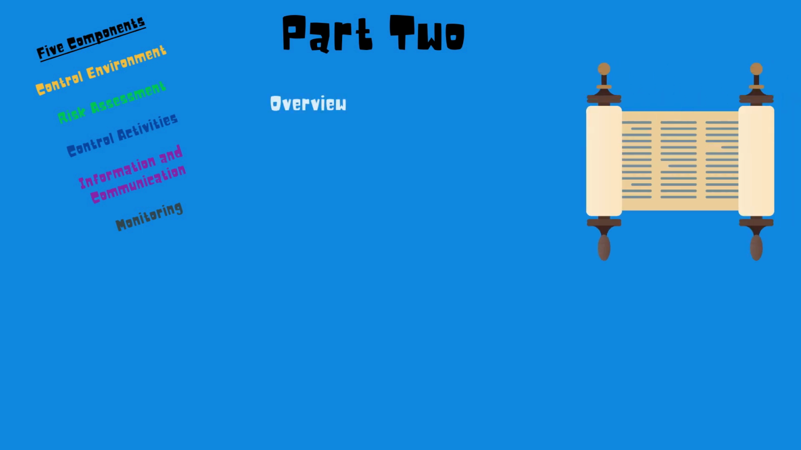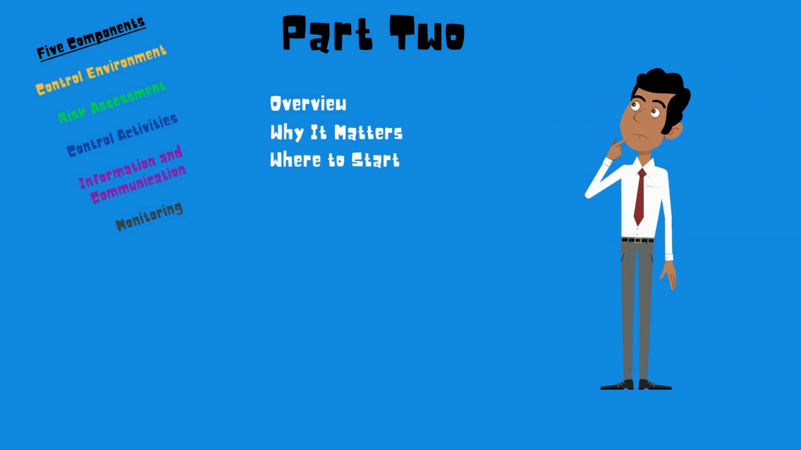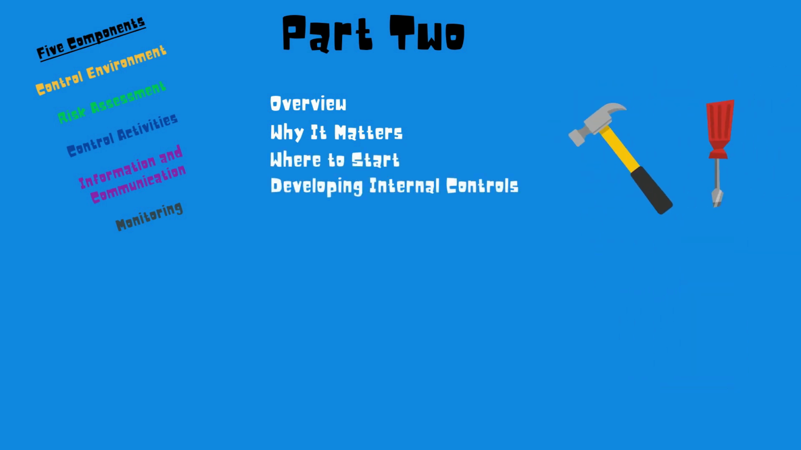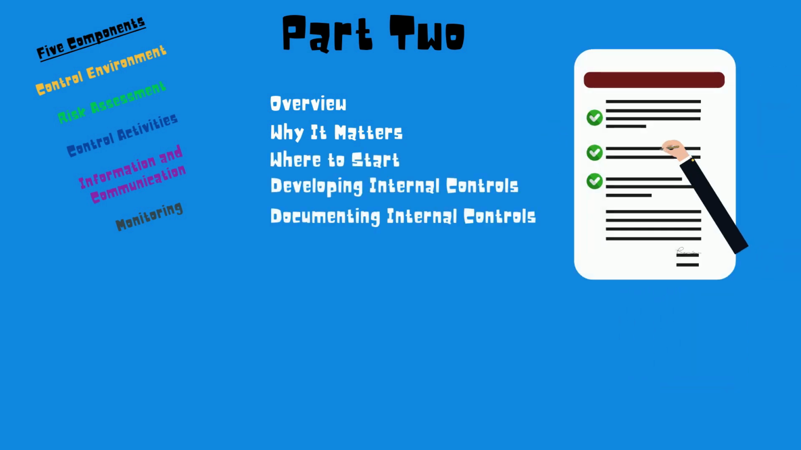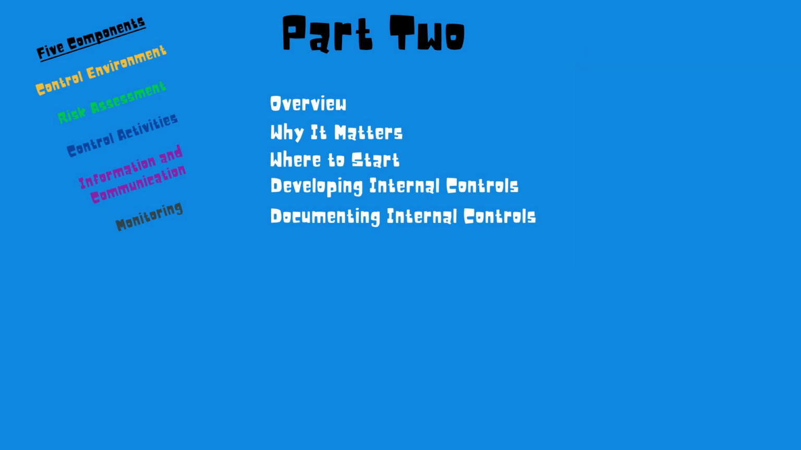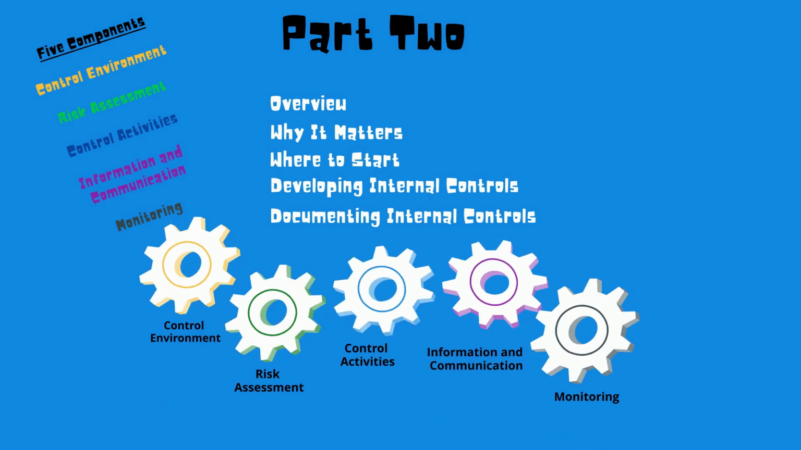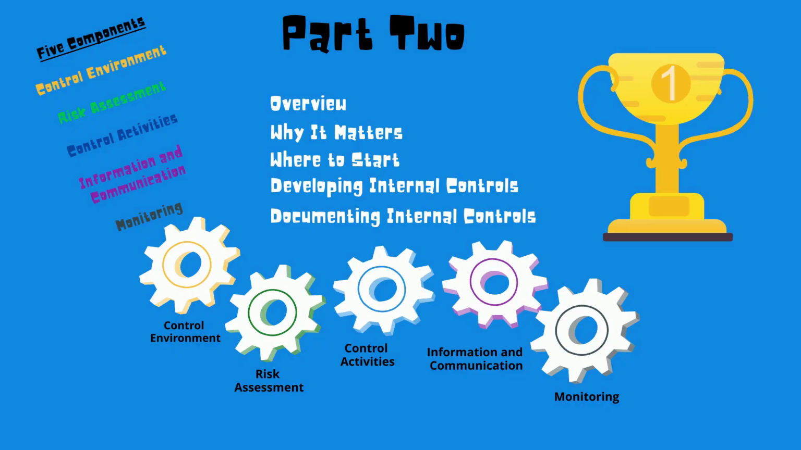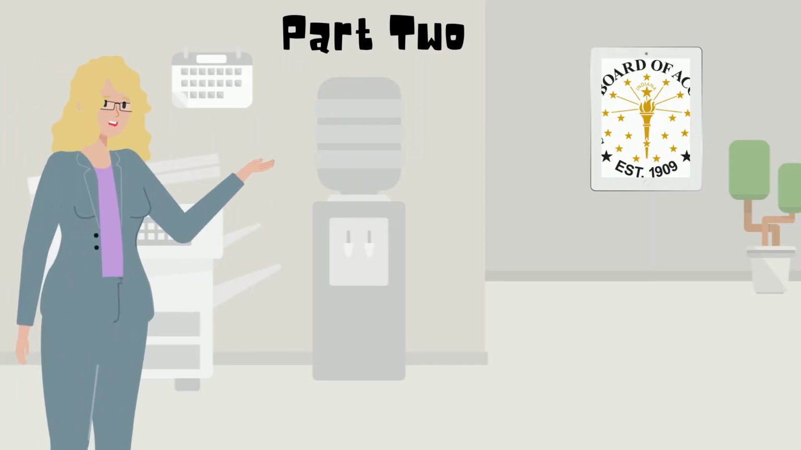Part 2 is organized into 5 sections which correspond to the 5 components of internal control. Part 2 delves into each component by providing an overview, why it matters, where to start, developing internal controls, and documenting internal controls. Each of these topics focus on ways to improve internal controls and make sure all components are present and functioning for the achievement of objectives. So let's talk about each of these topics.